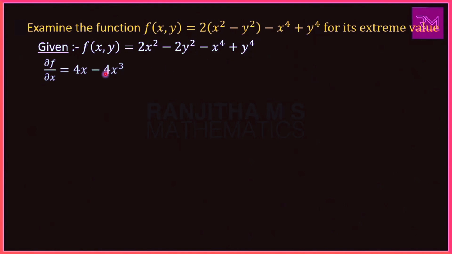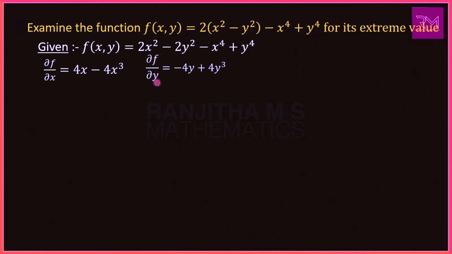Next step, we have to find ∂f/∂x and ∂f/∂y. Here ∂f/∂x means we have to differentiate this term partially with respect to x. That means you have to treat the y value as constant. Hence the differentiation of 2x² is 4x, and this value becomes 0. Minus x⁴ differentiation is 4x³, and this value also becomes 0. So ∂f/∂x is 4x − 4x³.